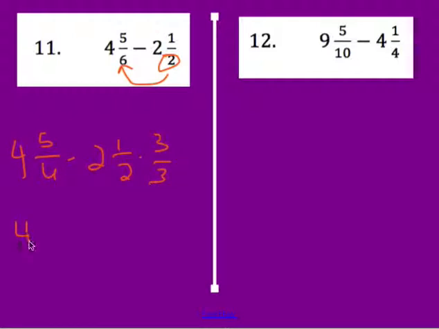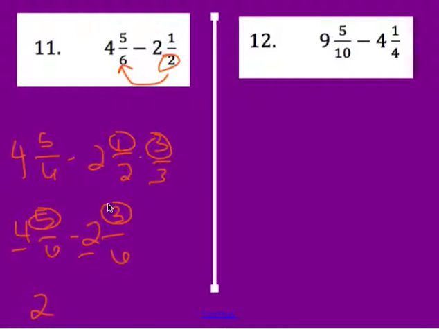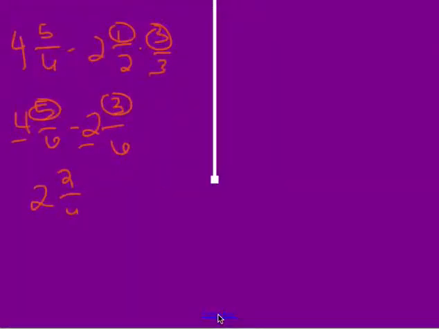So I'm going to keep that first fraction the same. The second fraction, I'm going to multiply the top. 1 times 3 is 3. 2 times 3 is 6. So now I'm ready to subtract. 4 minus 2, subtracting the big numbers, is going to be 2. 5 minus 3 is going to be 2 over 6. Now, before we say we're done, notice that the fraction 2 over 6, 2 and 6 are both divisible by 2.